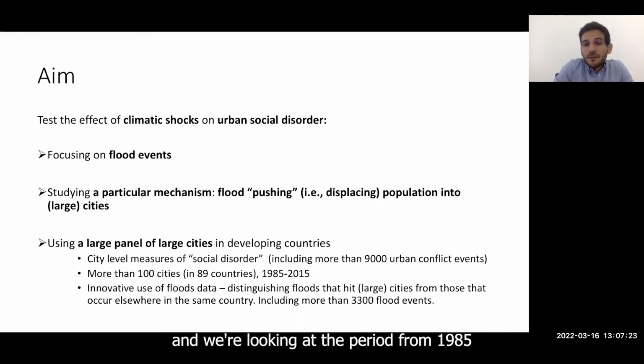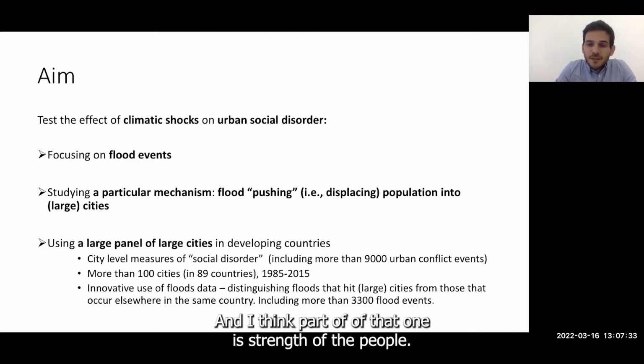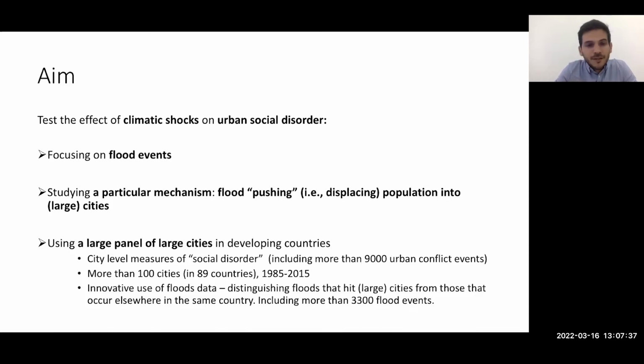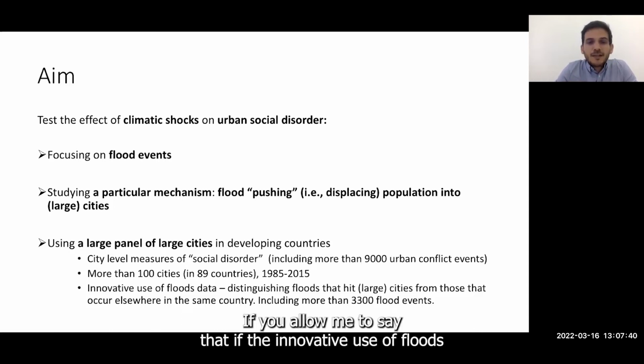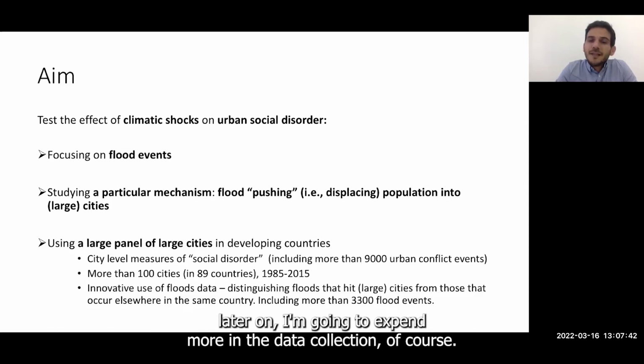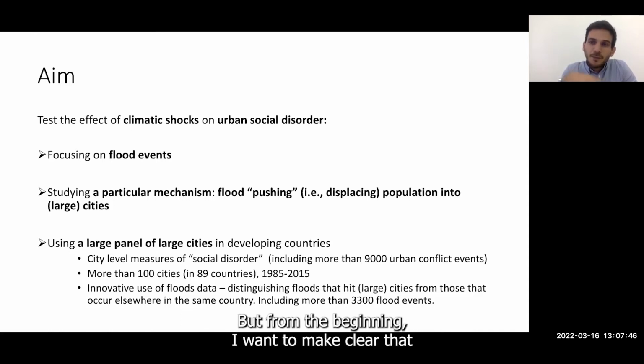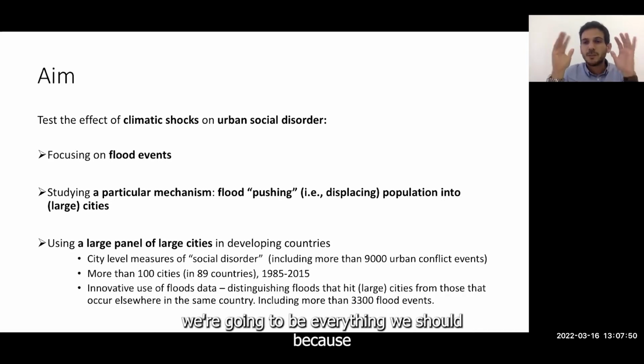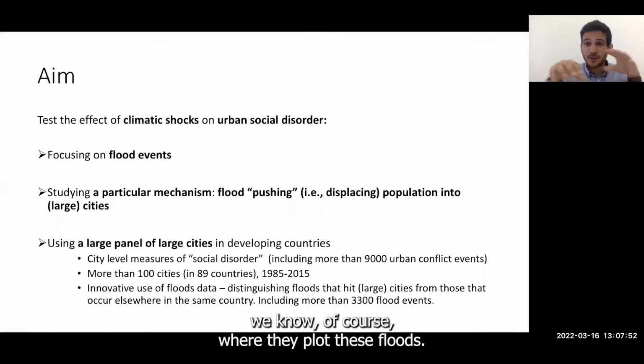And we're looking at the period from 1985 to 2015, so it's a pretty long time period, all right? As I said, we focus on floods, and I think one strength of the paper, if you allow me to say it like that, is the innovative use of floods data. I'm going to explain more in the data section, of course, but from the beginning, I want to make clear that we're going to be distinguishing, because we know, of course, where these floods take place.